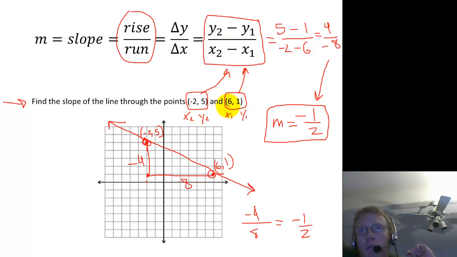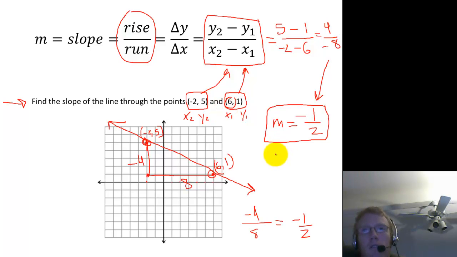It doesn't matter which point you choose to be point 1 and which point you choose to be point 2, as long as you're consistent. If I use 6 as my x1, I need to use 1 as my y1. I can't mix which one is x1 and which one is y2. I couldn't use this as my x1, but this as my y1. Like x1 and y1 are a single coordinate point, x2 and y2 are a single coordinate point.